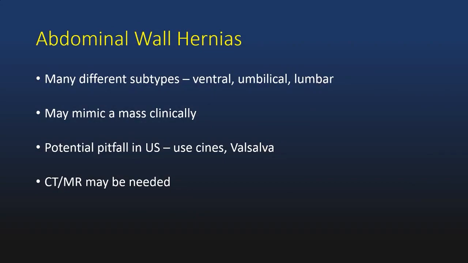Abdominal wall hernias have many different subtypes. Discussing all of them is beyond the scope of this talk, but certainly broadly includes ventral, umbilical, and lumbar hernias. Again, they may mimic a mass, not only clinically, but potentially on ultrasound, and so the use of Cine images and Valsalva may be helpful, but ultimately CT or MRI may be needed to further characterize them.